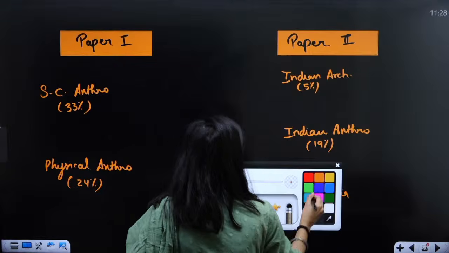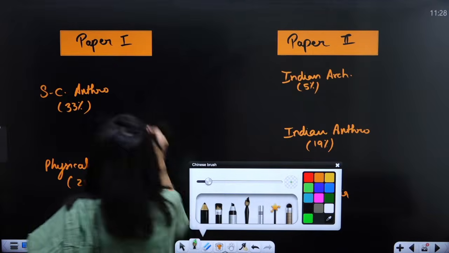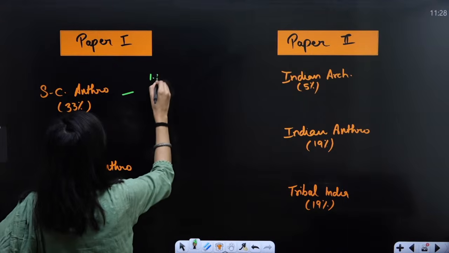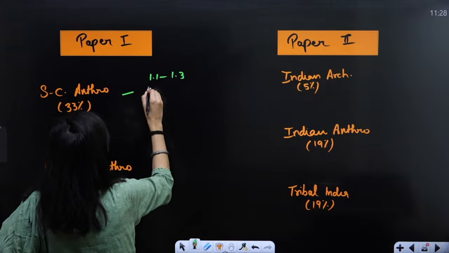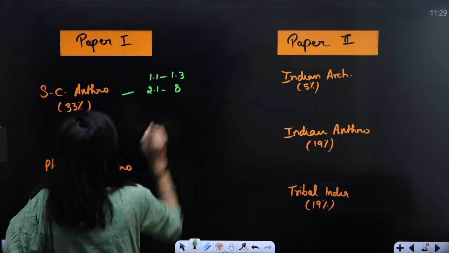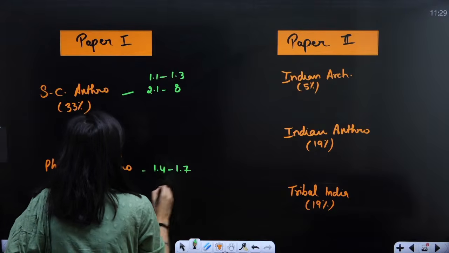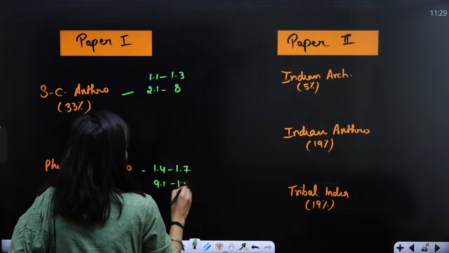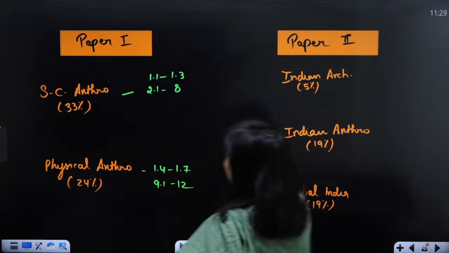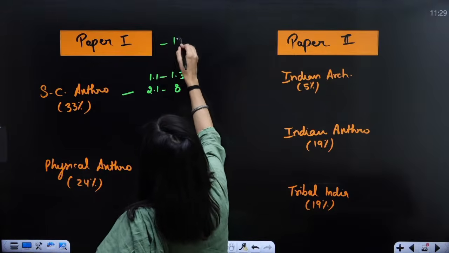Now talking about the units which are coming under them. Socio-cultural anthropology, the unit 1.1 to 1.3 and the unit 2.1 to unit 8. For the physical anthropology, unit 1.4 to 1.7 and the unit 9.1 to unit 12. So total 12 units in the paper 1.